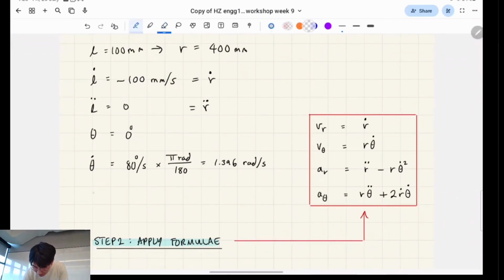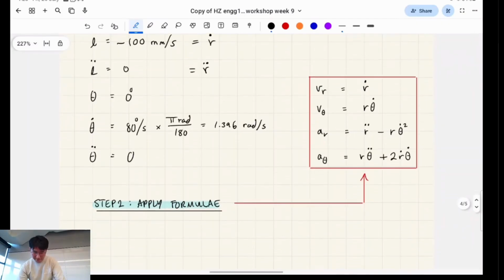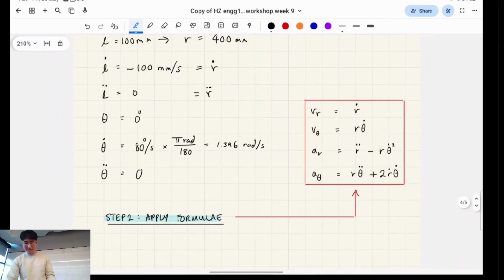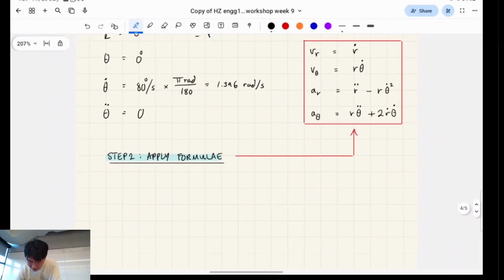Okay, it's rotating at a constant rate. So, yeah, theta double dot is 0. Okay, next we have to apply these formulae, right? So we have all these listed now. So now it's just a matter of punching them in.